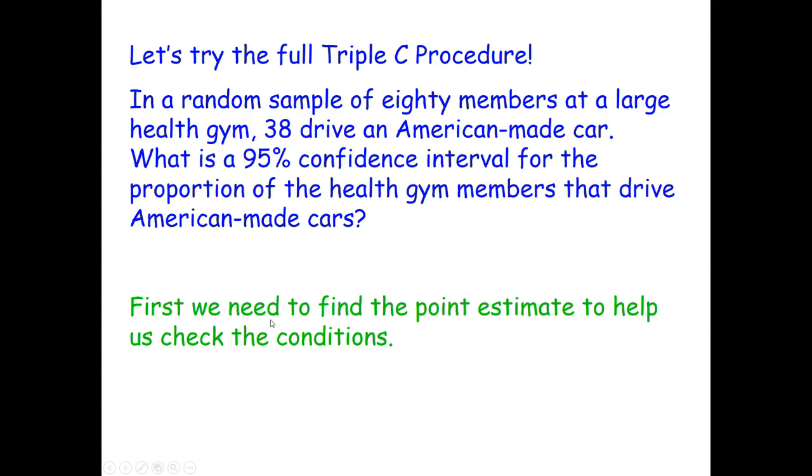First thing we need to do is find the point estimate. That's just the sample proportion in this case, and that's 38 out of the 80. So remember, p hat is just x over n. So exactly 47.5% of our sample drives an American-made car. That's the point estimate.